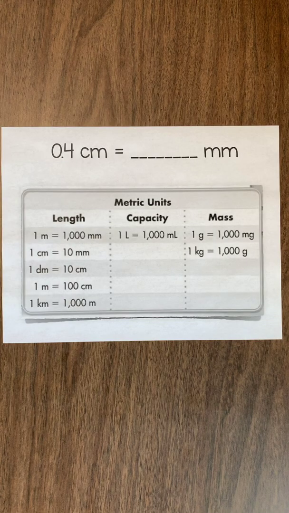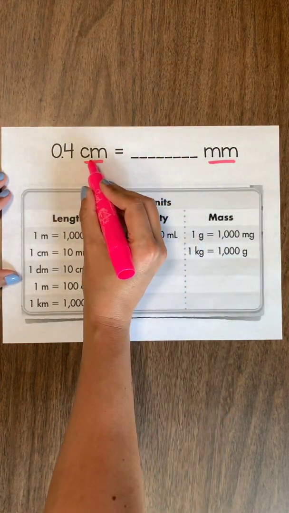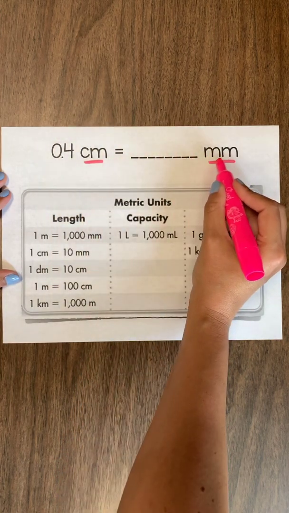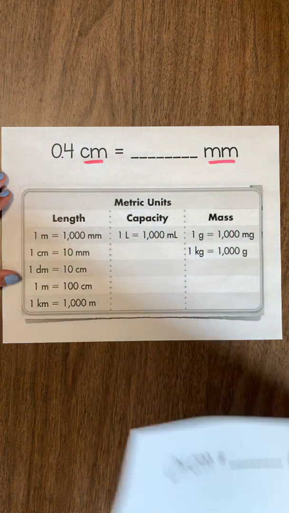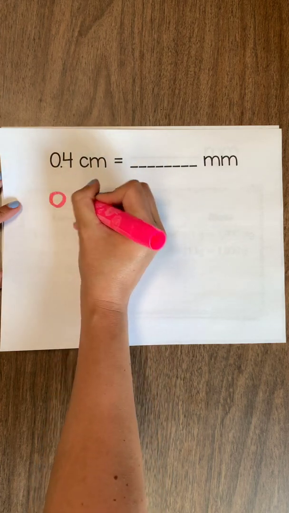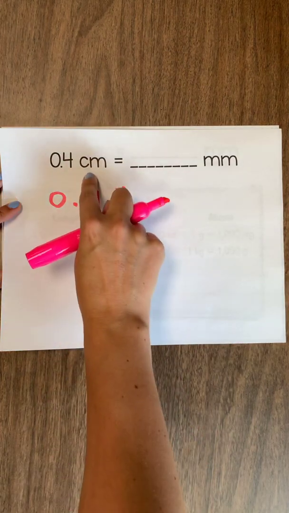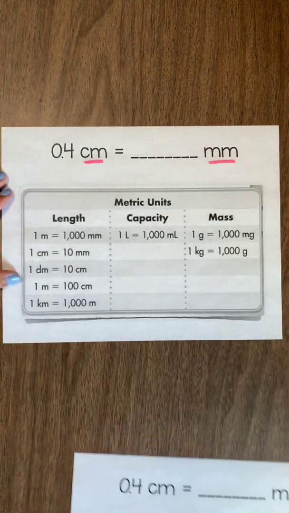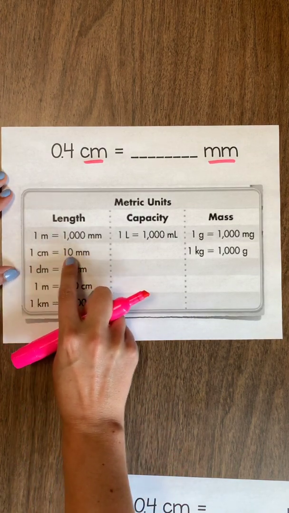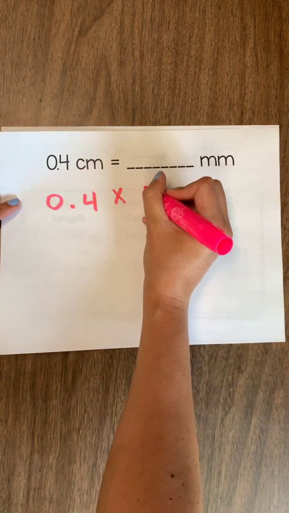So the first thing you should have done is looked at your units, centimeters and millimeters. You're going from a big unit to a small unit. Whenever you go from a big unit to a small unit, you need to multiply. So we can start by writing our operation down. So 0.4 multiplied by what? That's where we'll use your chart to find the one dealing with centimeters and millimeters. So if we look at the chart, I can see that's right here. 1 centimeter equals 10 millimeters. So we need to multiply by 10. So I can write times 10.